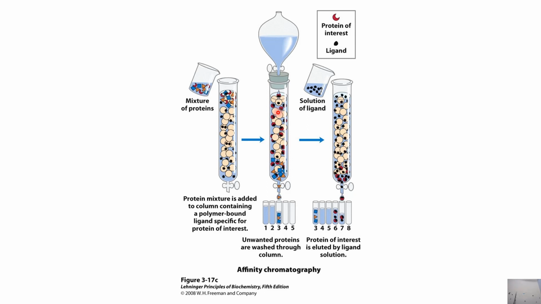We will attach the ligand to the beads, and then we'll allow our protein mixture to pass through. When the protein mixture is being passed through, the protein of interest, which will have a specific interaction with the ligand, will get attached to it. Everything else will elute faster.